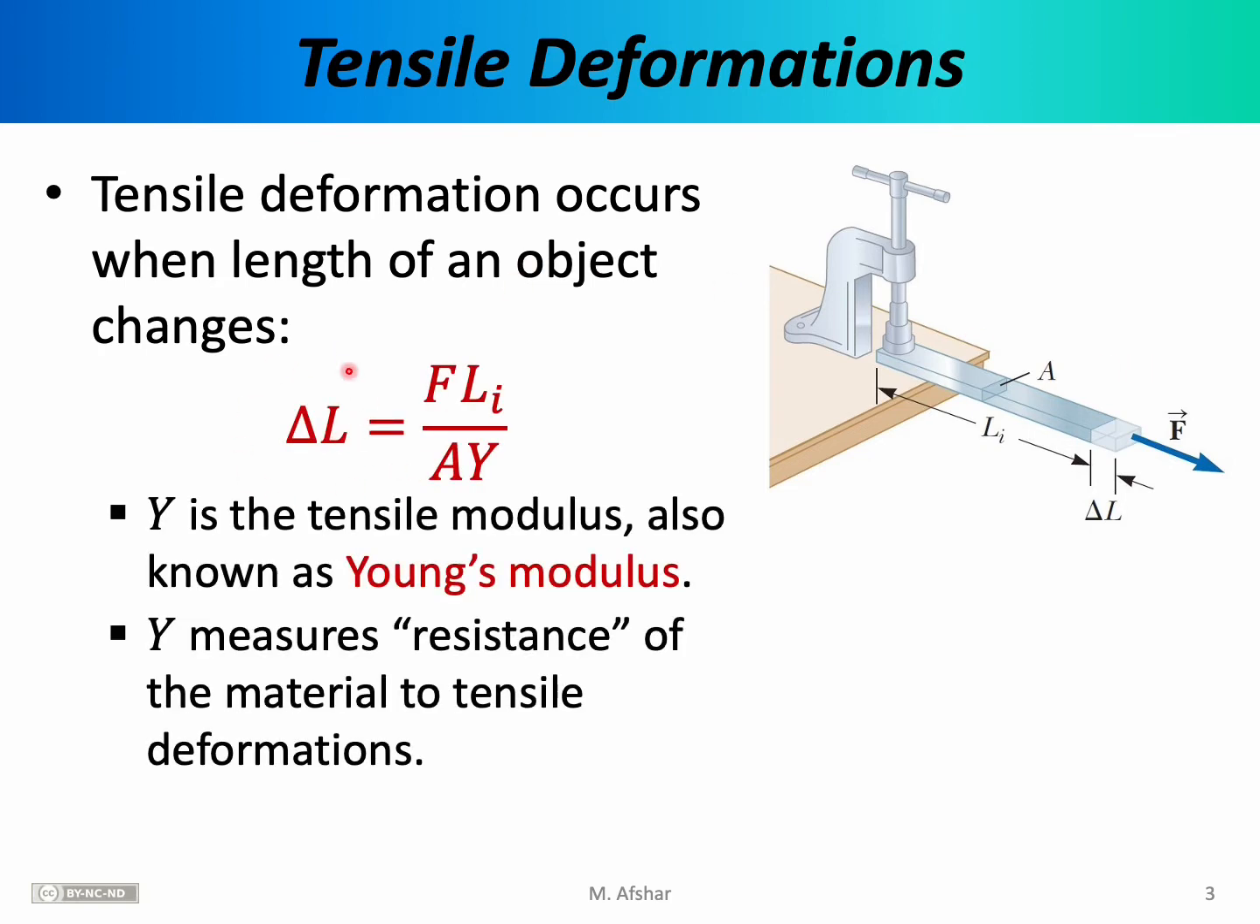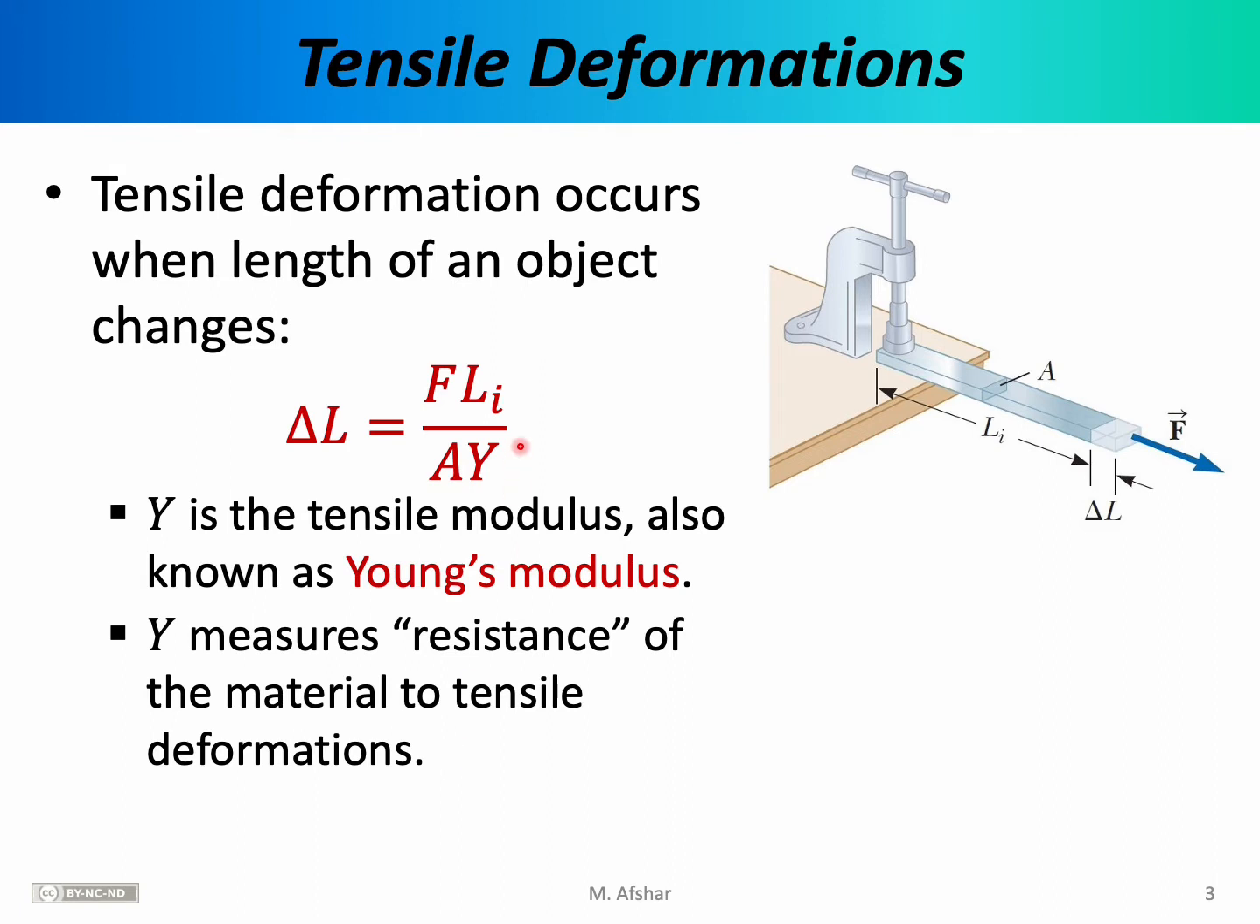The change in the length of the rod is equal to the magnitude of the applied force times the initial length of the rod divided by the cross-sectional area divided by Y. Y is the tensile modulus. It is also known as the Young's modulus for the material. Y measures the resistance of the material to tensile deformations.